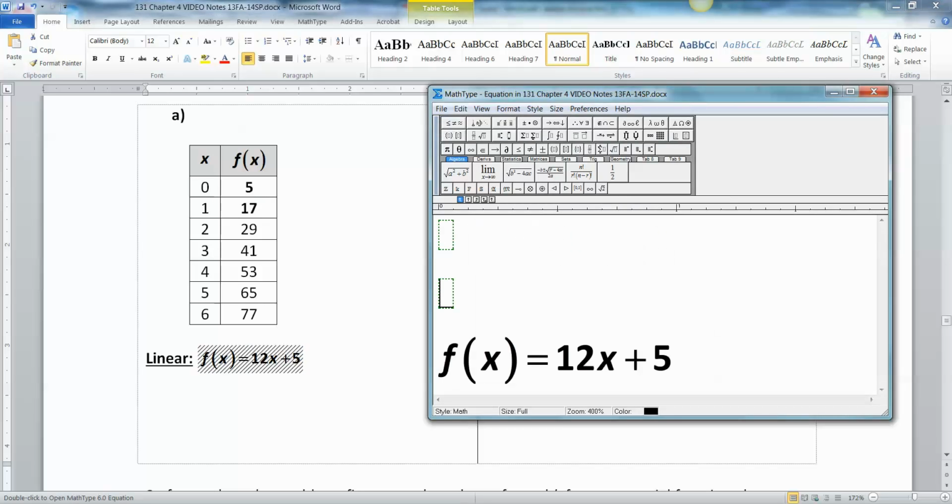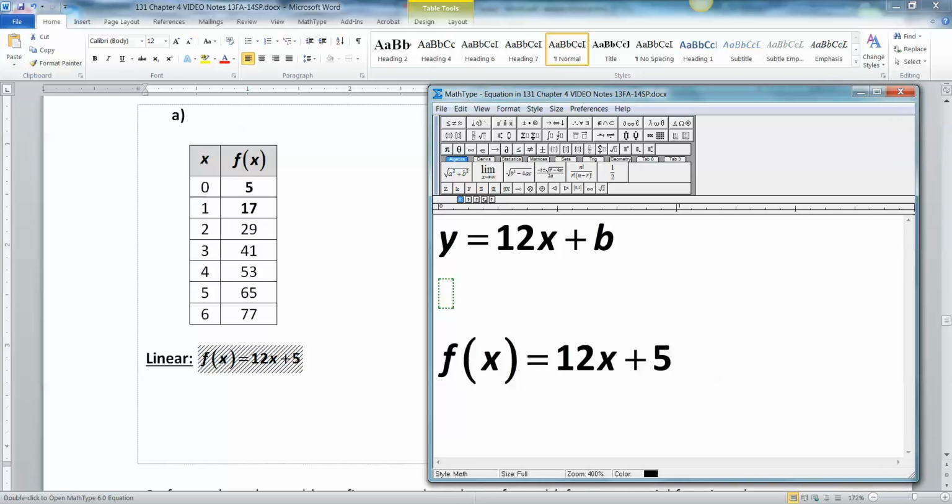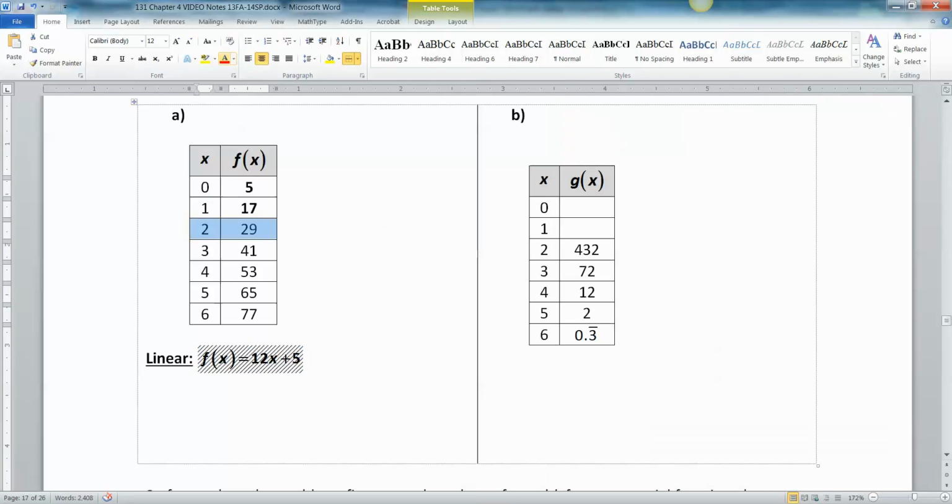So suppose you know that it's 12. You can tell that it's 12 just by looking at it. So it's y equals 12x plus b, something. If only you had, I don't know, a whole bunch of points that you could substitute in. Haha. So you could take 29 and 2 and put that in.